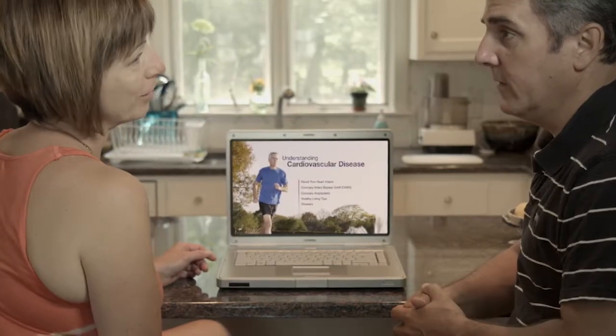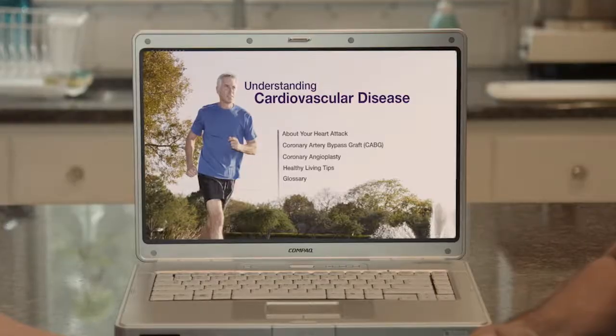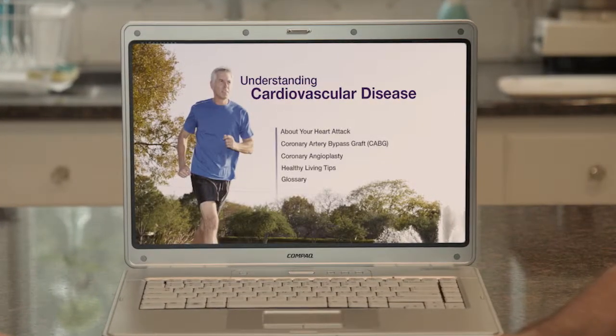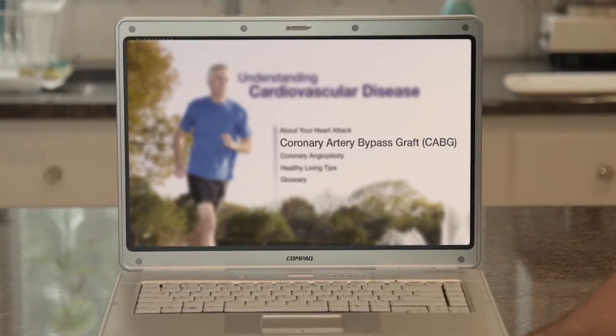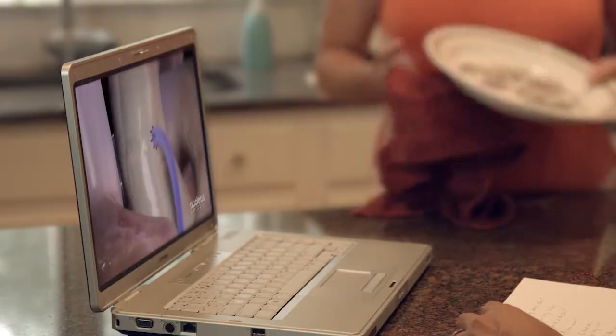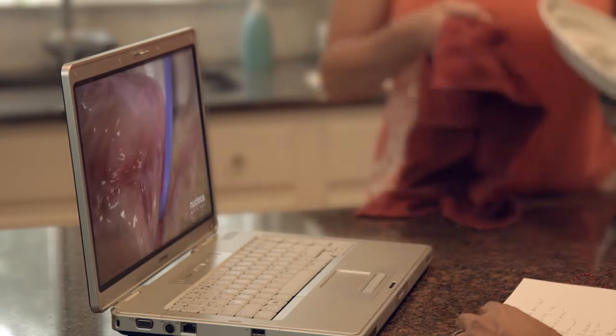You can learn more detailed information about the procedures mentioned in this video by choosing the coronary balloon angioplasty video or the coronary artery bypass graft CABG video from the main program menu. If there's any information you need repeated, you can watch the video as many times as you wish. Please share this program with family and friends so they can better understand your heart attack and provide you with support. Let's start by learning how the arteries and heart function.